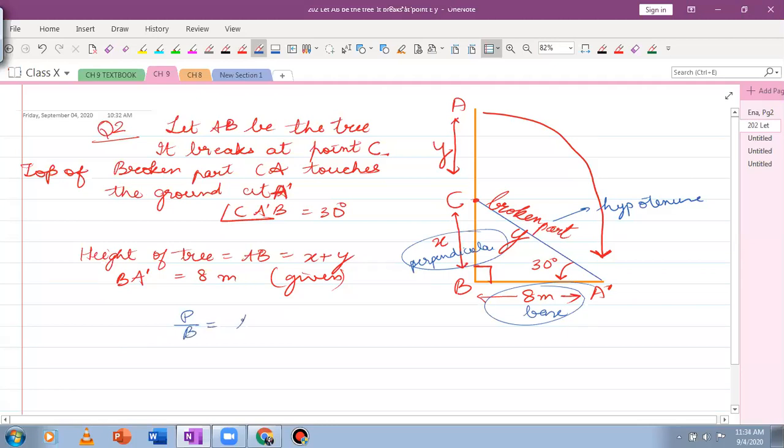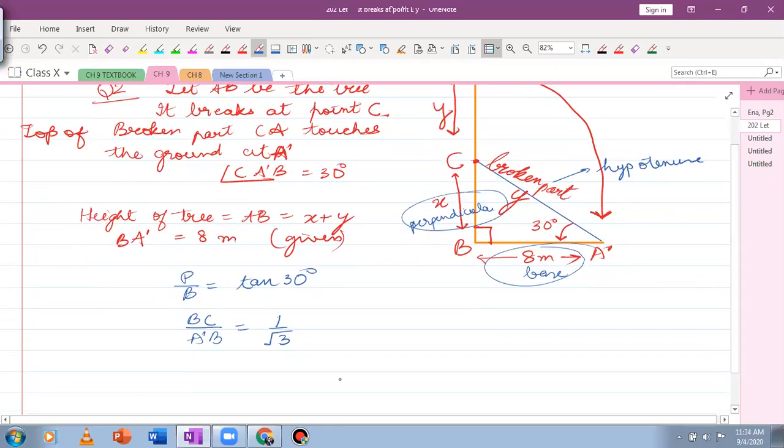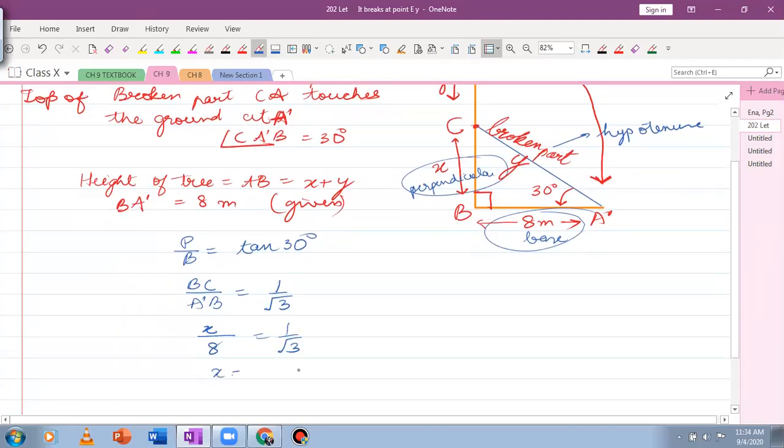Tan 30. Okay, so we have this equal to tan 30, which is 1 by root 3. The perpendicular actually is BC. I don't have BC, so I'm just writing X. Base is 8, so this will be 1 by root 3. From here you can find out X. This will be 8 by root 3.